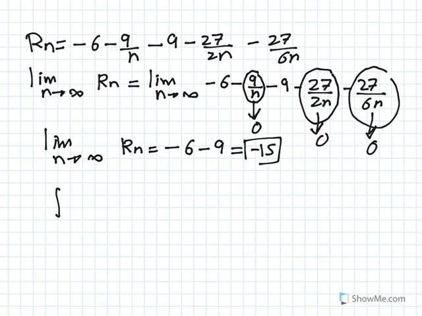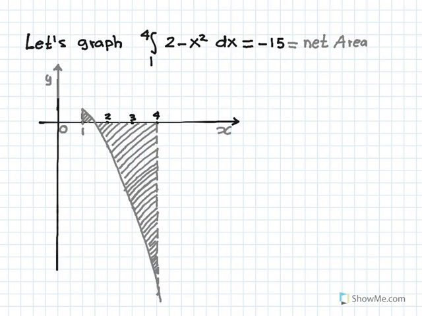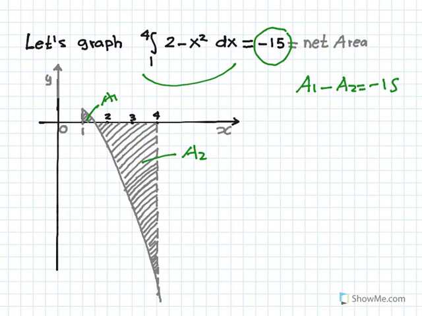All right, so the integral from 1 to 4, 2 minus x squared dx, this definite integral has a value of minus 15. So what we're going to do is graph the integral from 1 to 4 of 2 minus x squared dx in terms of what we have here. You can see that negative 15 is actually the net area. If I call this shaded area A1 and this shaded area A2, then the net area will be A1 minus A2, that's equal to minus 15. And that's the integral from 1 to 4 of 2 minus x squared dx, which is equal to minus 15.